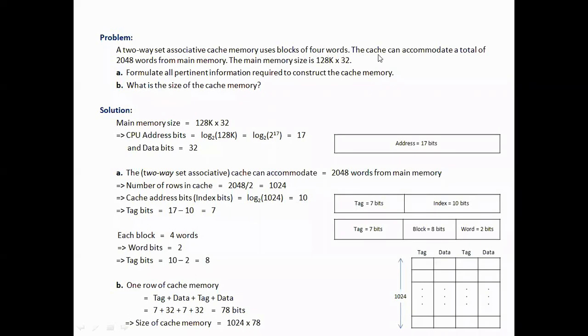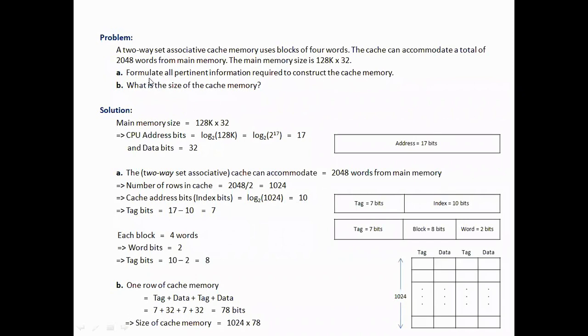Okay, then it is given that the cache can accommodate a total of 2048 words from main memory. So what is the capacity of cache? It is given that it is 2048 words of main memory. In other words, 2048 data words can this cache store. And the main memory size is also given, 128K into 32.